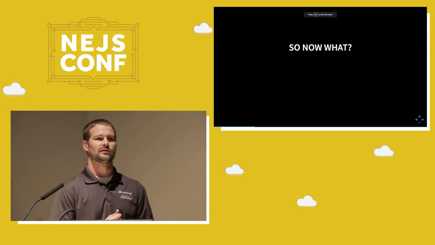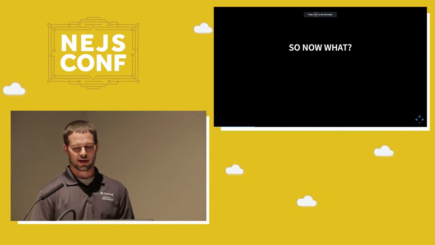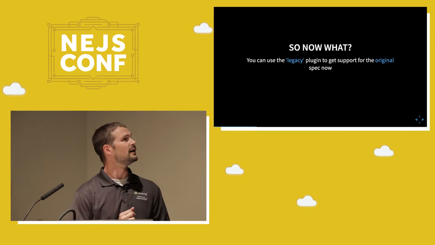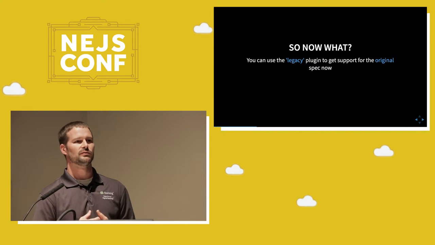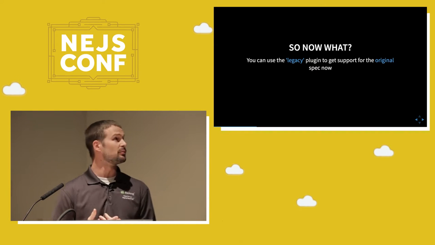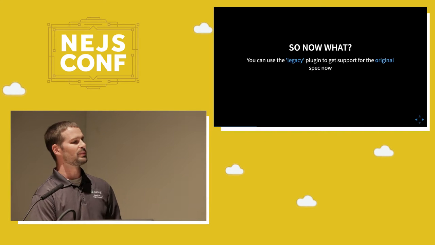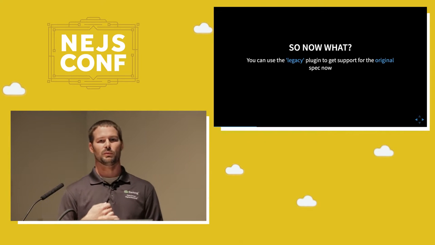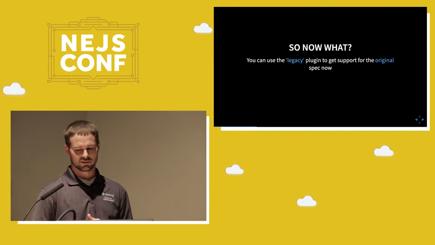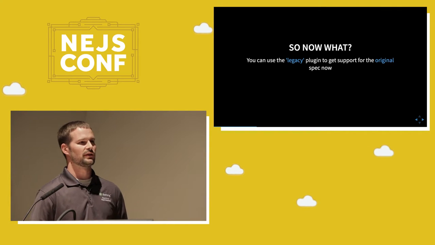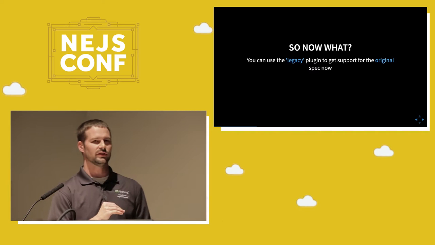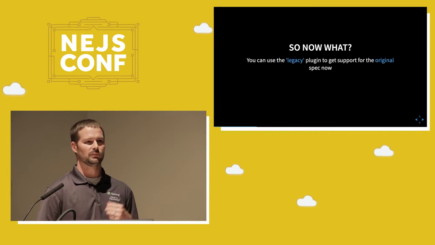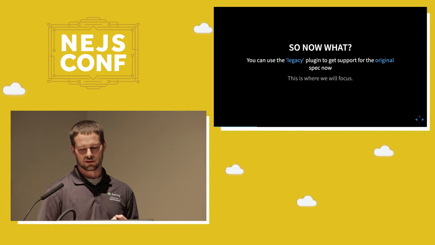But if that's the case and it's not officially supported, what can I do right now? That's where this legacy plugin comes into play. It's a plugin for Babel that's not an official Babel plugin, but essentially does what Babel 5 did to support decorators. That's based on the original spec, which is slightly different than the draft spec, but this is where we're gonna focus today, because this is how you can use decorators in your code right now.